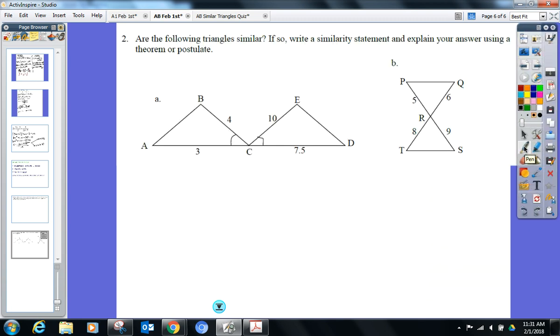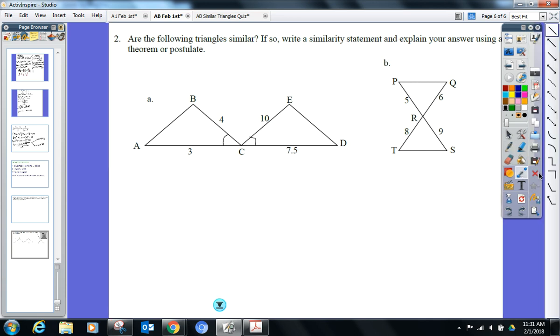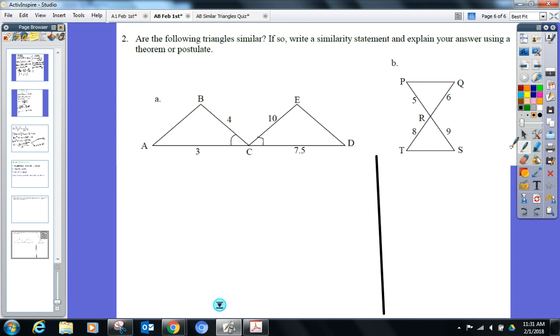All right. Are the following triangles similar? If they are, write a statement and a theorem or postulate why. Very similar to your quiz. So let's look at 8. You got 3 methods. If it's going to be anything, it's going to be what? Side angle side. We just have to test if those sides are in the same ratio.